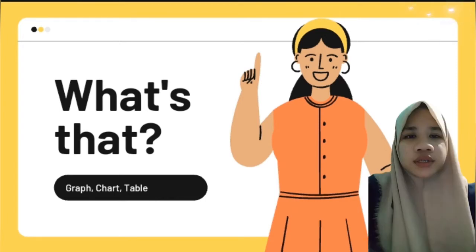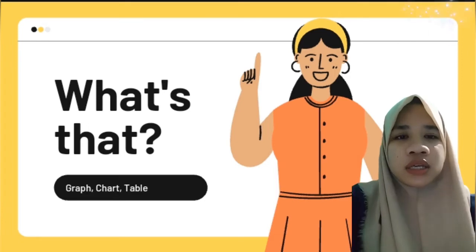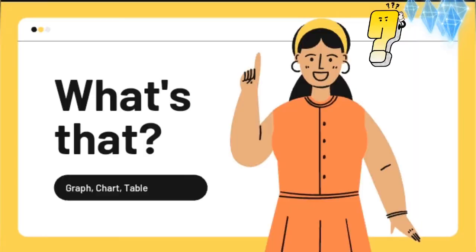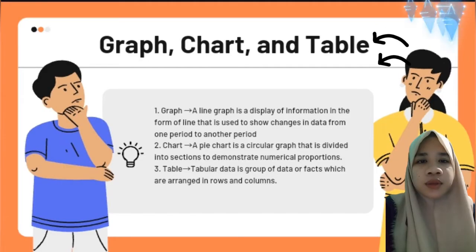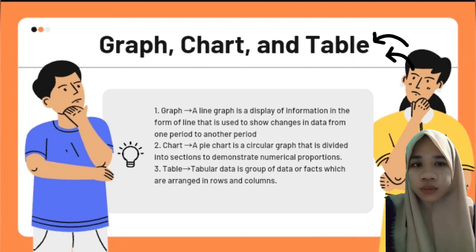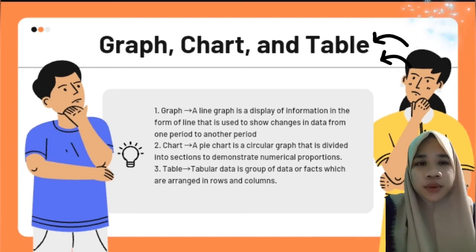In the explanation of topic 1, there are graphs, charts and tables. So, what are graphs, charts and tables? A graph is a display of information in the form of a line that is used to show change in the data from one period to another. A line graph has two axes, namely the x and the y-axis. The graph is commonly used in statistics.